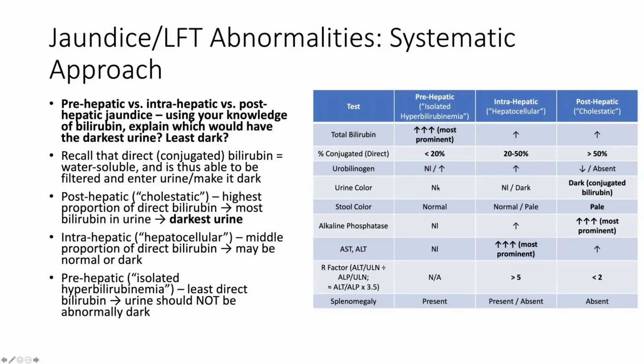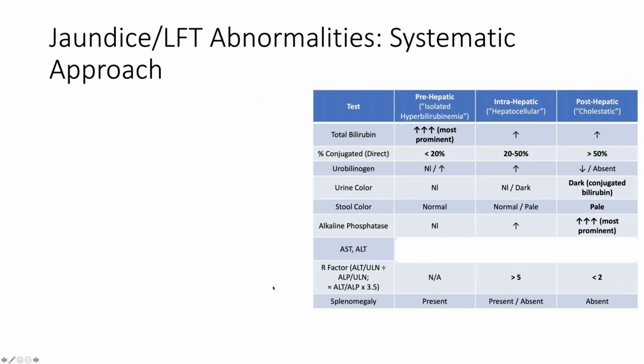And then the prehepatic is going to be mainly unconjugated bilirubin. So less than 20% of it's going to be conjugated. And so that is going to be largely not dark urine. It is almost never dark, at least from the bilirubin itself.